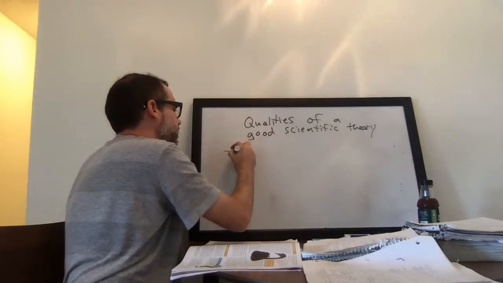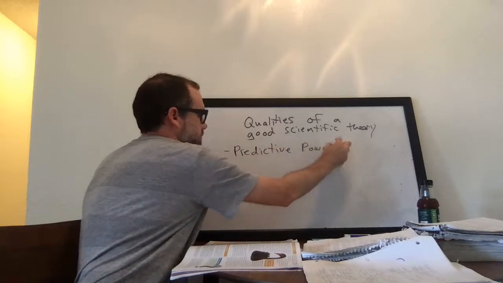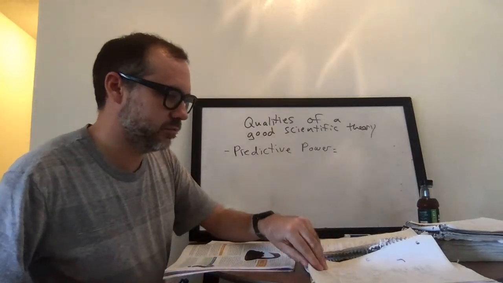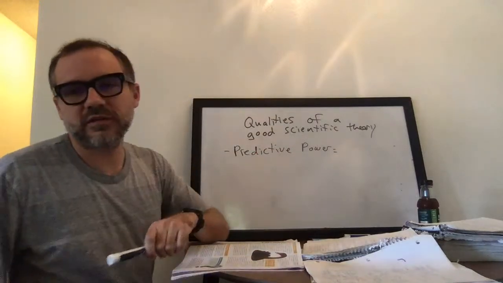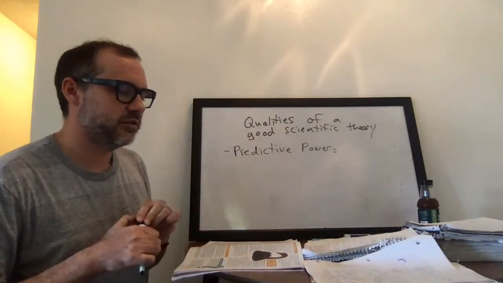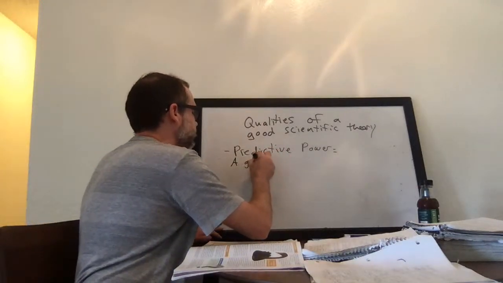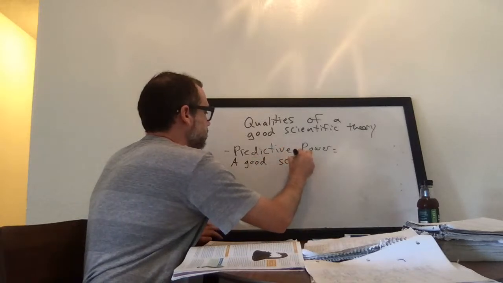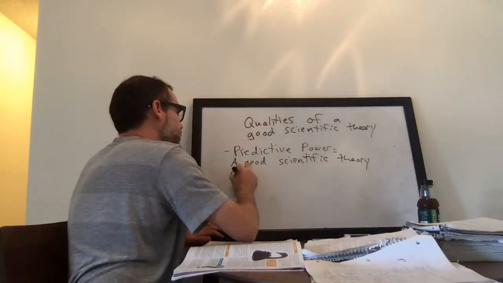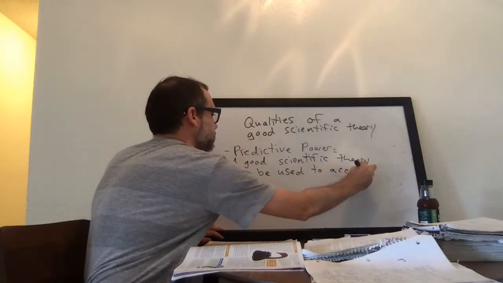Next up is what's called predictive power. Okay, so predictive power, and this is the last of these qualities of a good scientific theory, so that ends that section of the notes. All that's being said here is a good scientific theory is able to accurately predict the occurrence of similar events in the future. Okay, so a good scientific theory can be used to accurately predict future events.